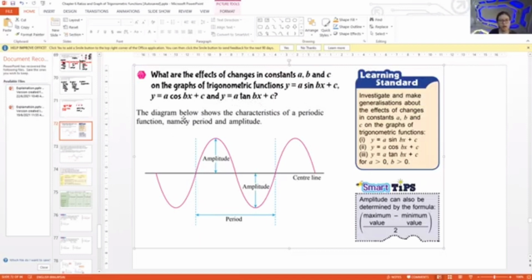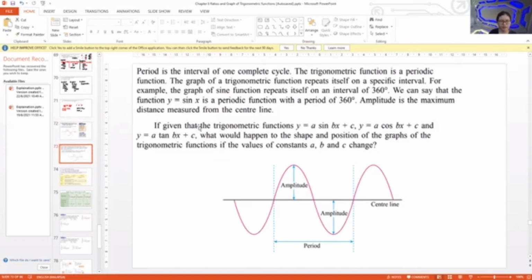So the diagram below shows the characteristics of a periodic function, namely period and amplitude. This is called period and this is called amplitude. Here there is a small box, Smart Tips. It says amplitude can also be determined by the formula: maximum value minus minimum value, divided by 2. Okay, so we will go further.